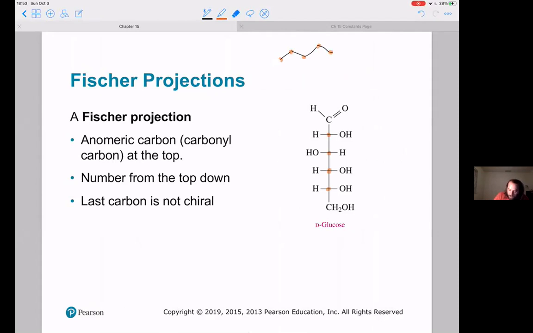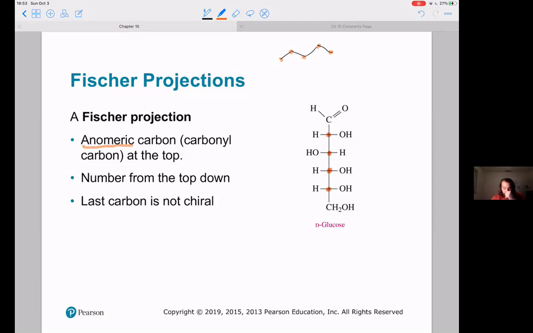We have the same sort of idea in our Fischer projection where the carbons on these intersections are implied. There's a carbon there. Okay, there's another convention with Fischer projections, which is to keep that carbonyl carbon at the top. So if it's an aldehyde, that should be the very first carbon. If it's a ketone, it should be as close to the top as possible. For sugars, we have this special name for the carbonyl carbon. We call it the anomeric carbon.